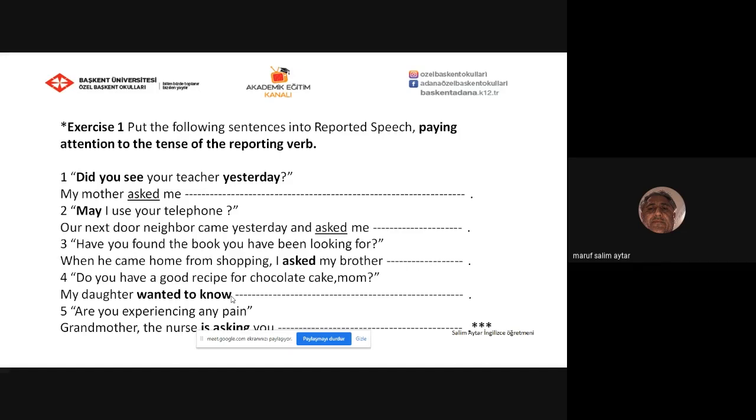Let's have a look at the first exercise given here. Put the following sentences into reported speech, paying attention to the tense of the reporting verb. See?